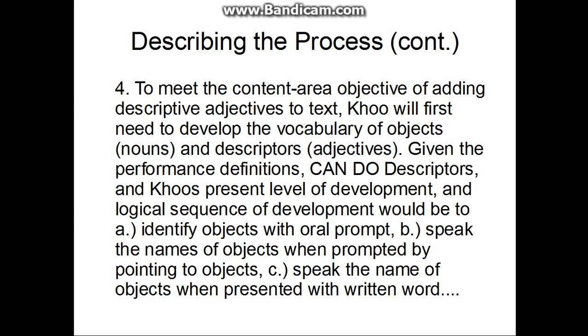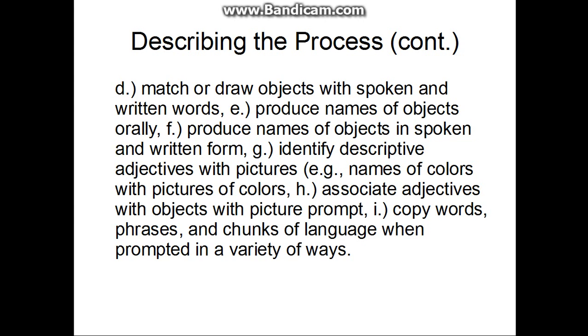Now, given the performance definitions, the can-do descriptors, and his present level of development, a logical sequence of development would be to first identify objects with an oral prompt. Then the next objective could be to speak the names of objects when prompted by pointing to objects. Then speak the name of objects when presented with a written word. Then D, match or draw objects with spoken and written words. We can see this is a lengthy process already. And E, produce names of objects orally. F, produce names of objects in spoken and written form.